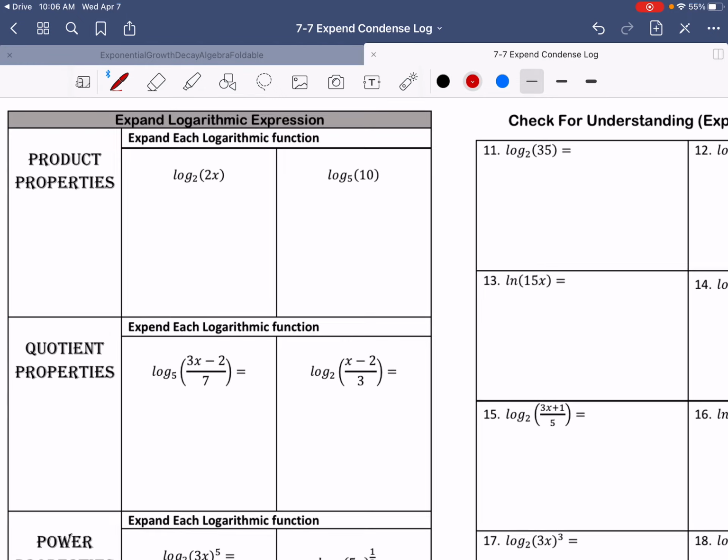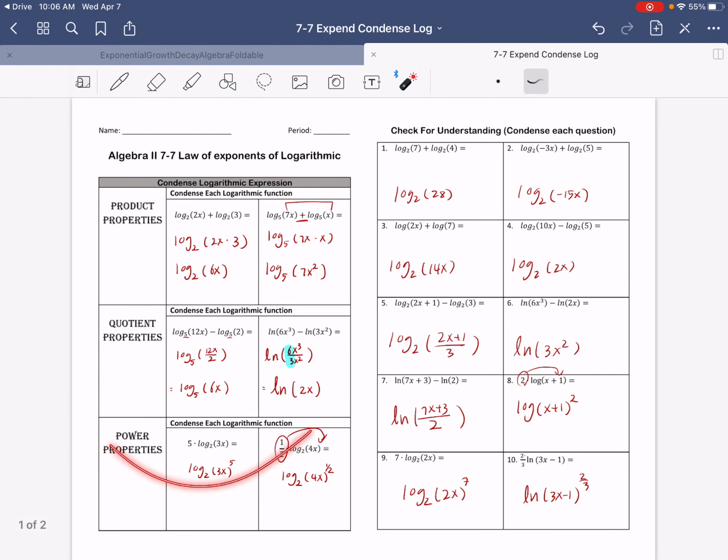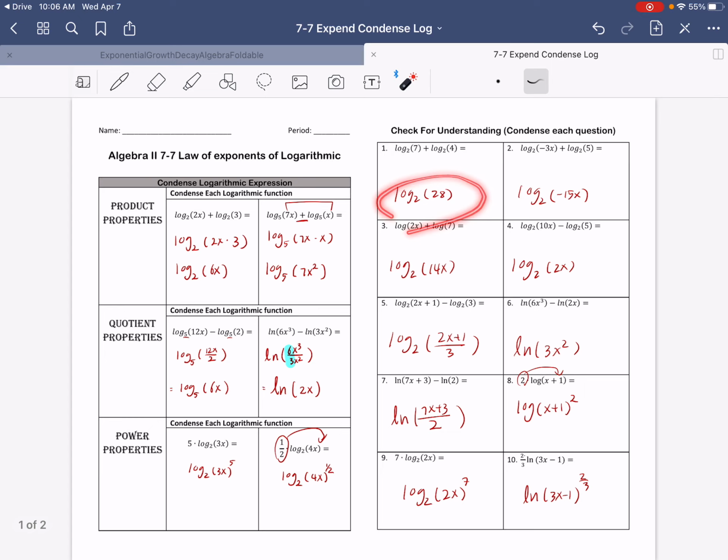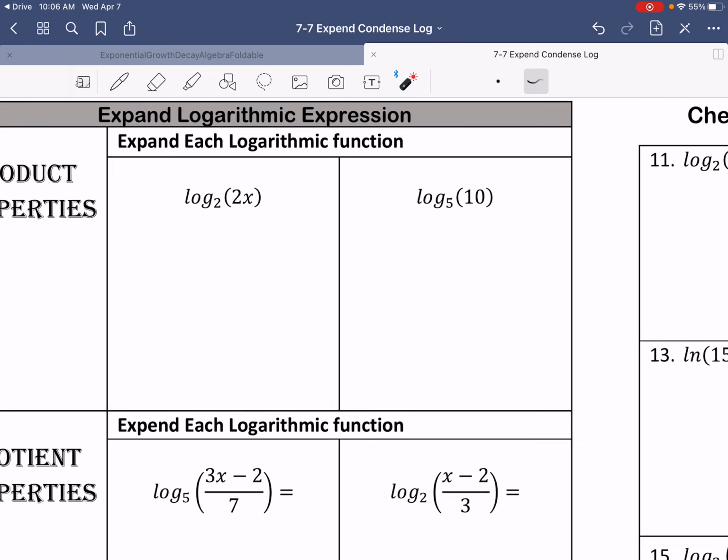Now in the front page, we kind of condensed, made it simpler, right? This page, we are gonna expand, okay? Because if you can condense like that, that means you can make this one into this one as well. So let's do this. This one is like 2 times x, isn't it? So you can expand it like this.